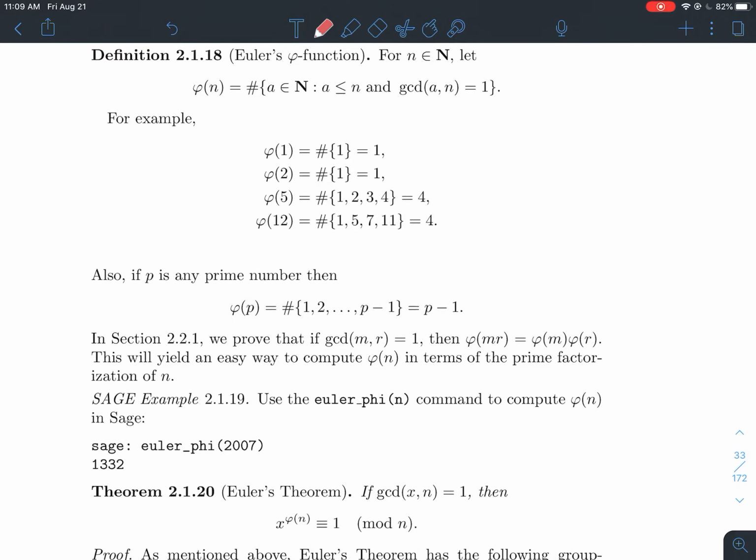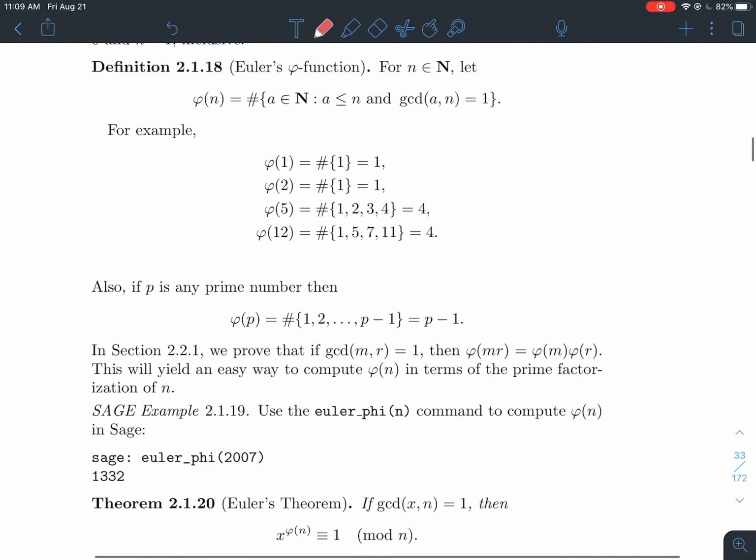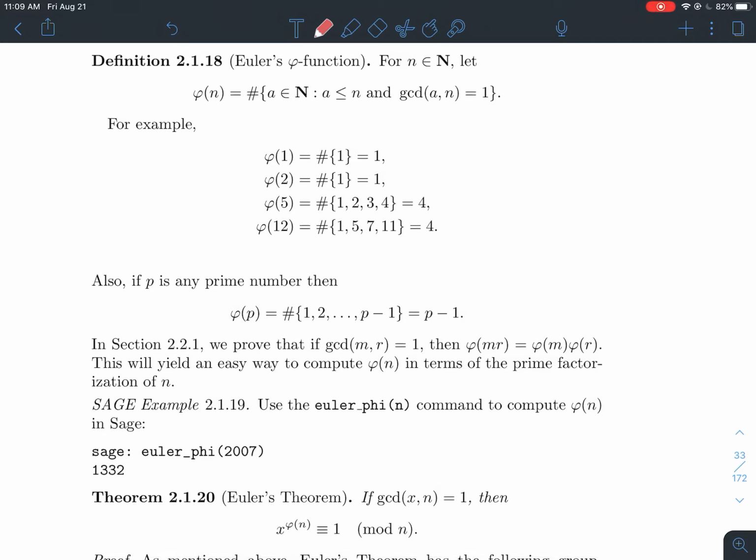This is a short video about 2.1.2 of Stein's elementary number theory book, and we are building towards what's called Euler's theorem. So the first thing we'll look at is Euler's phi function. By the way, some people say phi, like I do, some people say phi, it doesn't matter, say whatever you're comfortable with. So I'll say phi. So what is Euler's phi function here?